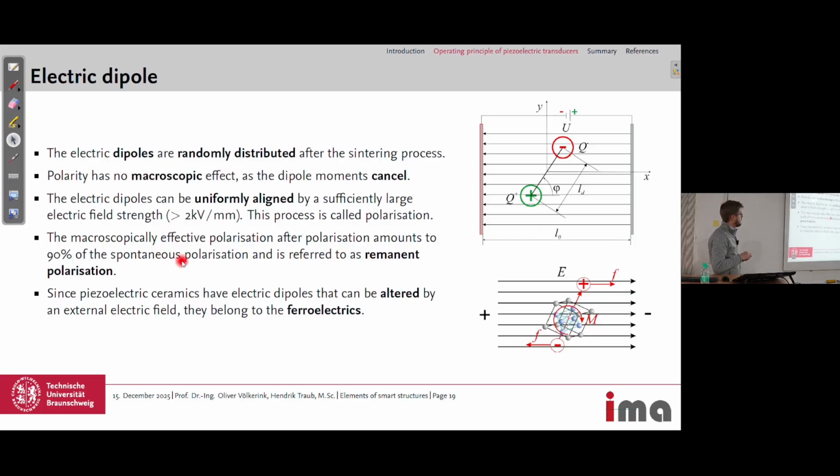And if we then remove the field again, this macroscopic effect stays, with the polarization remaining at about 90% of the spontaneous polarization. So we have a remanent polarization. We will have a look in the diagram afterwards, but the polarization is strongly aligned with the field. And if we remove the field, it goes a bit back, and this is then the remanent polarization without the field applied.